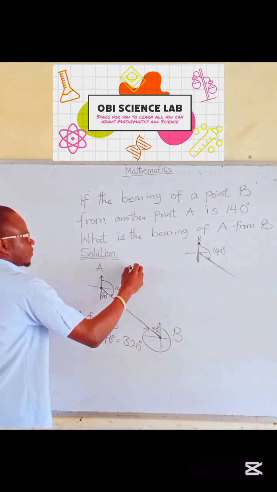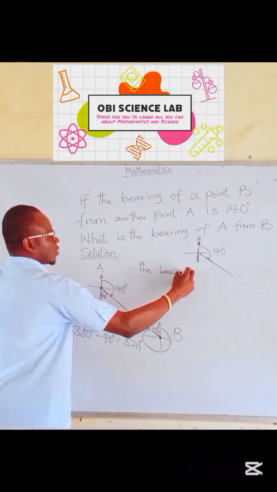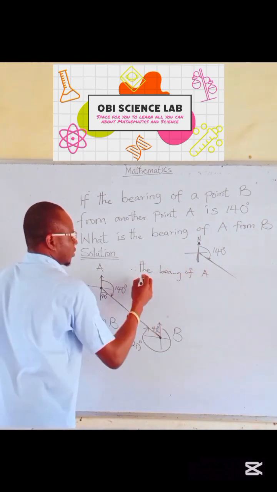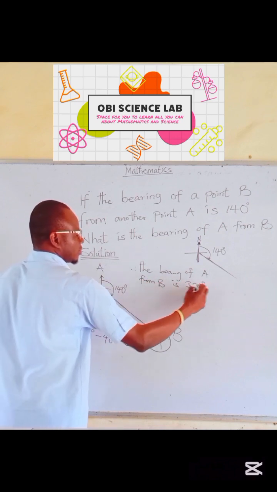So therefore, the bearing of A from B is 320 degrees. That is our answer.